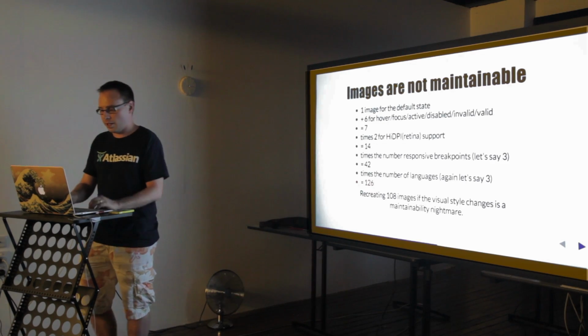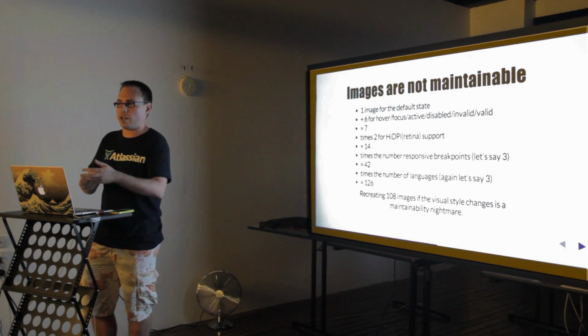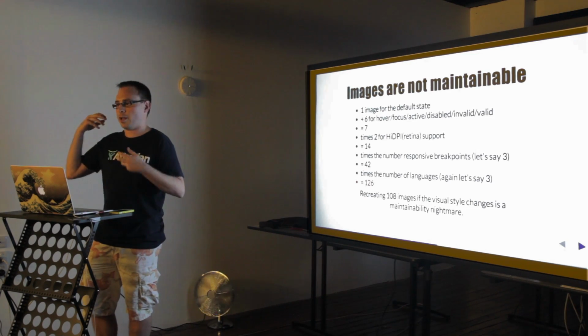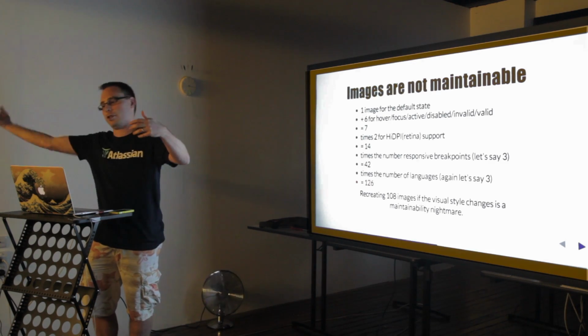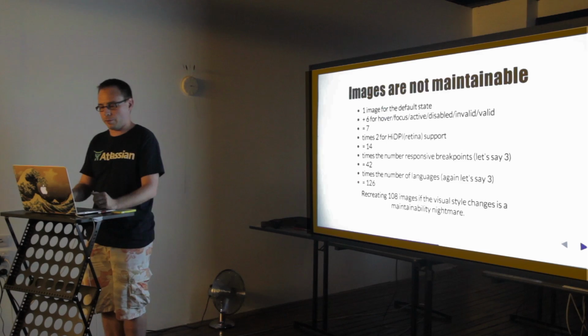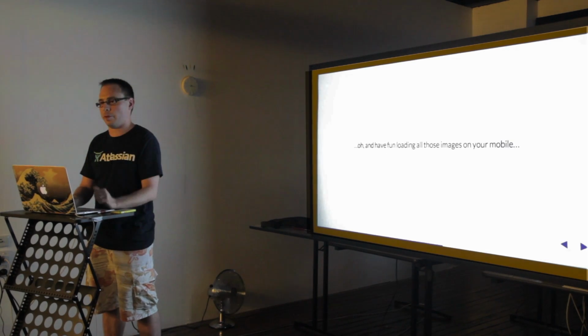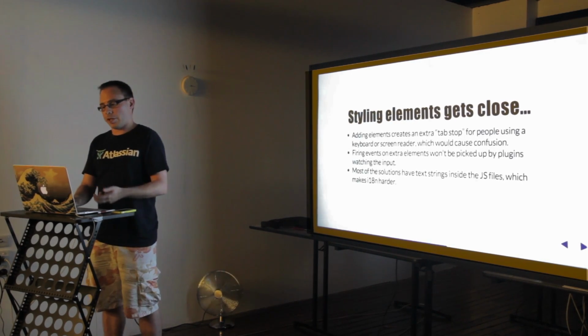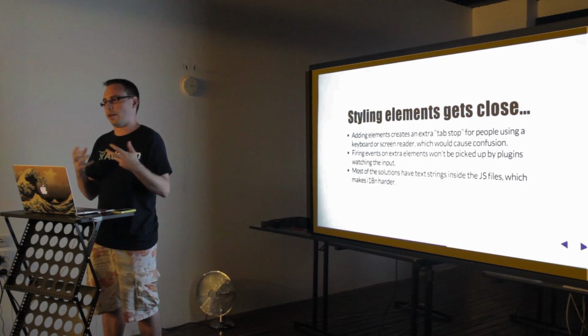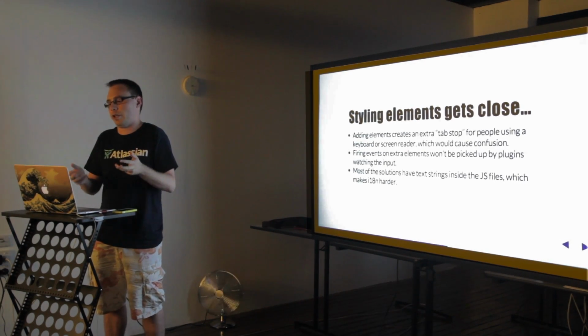And you could cut the number of images down if you wanted to sprite them, but even then you're still going to have one big sprite with all your retina images and one big sprite with all your, it'd be English, French, German, or whatever. So it would get unmaintainable, and no one wants to download those on a mobile connection. Styling elements gets pretty close, but basically the attention to detail is not really there in any of the ones I looked at.